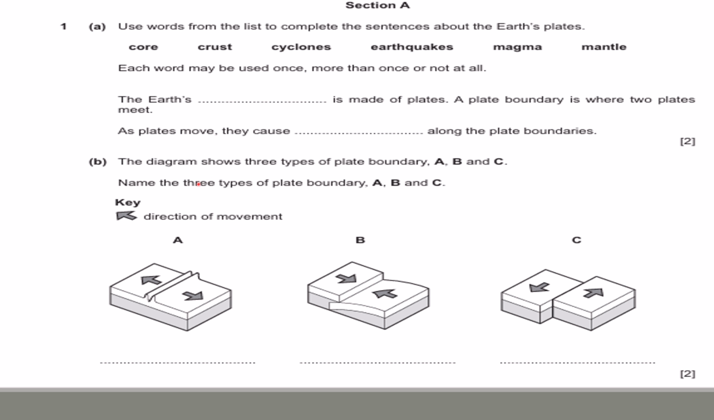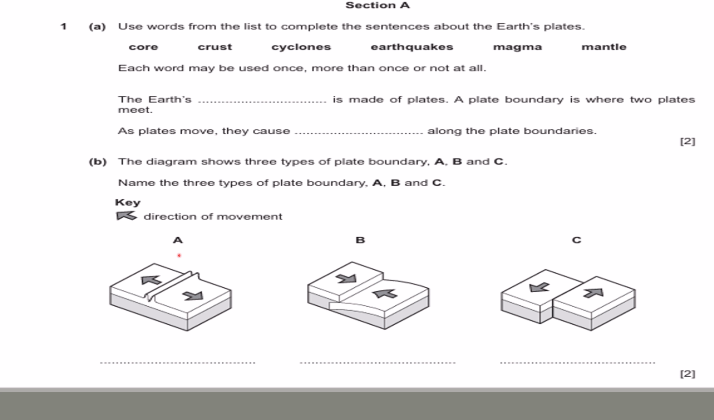Sentence one: the Earth's crust is made of plates. A plate boundary is where two plates meet. Plate movement causes a sudden release of energy which leads to earthquakes. Obviously, the answer is earthquake. This part is 2 marks, so one correct word is equal to 1 mark. Spelling must be correct. So here, as you can see, the bracket shows the total marks.